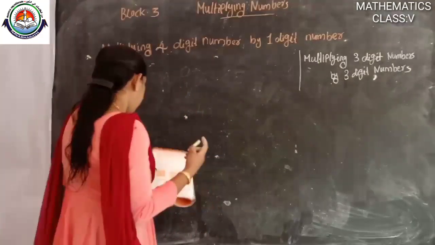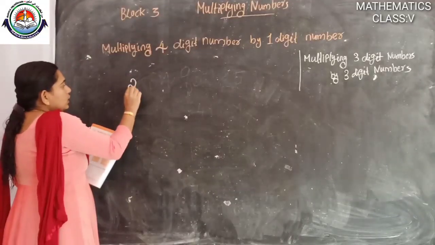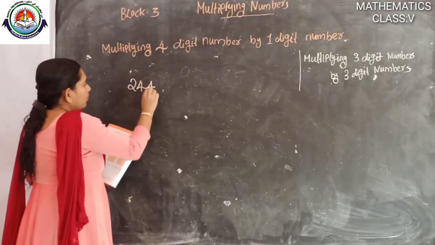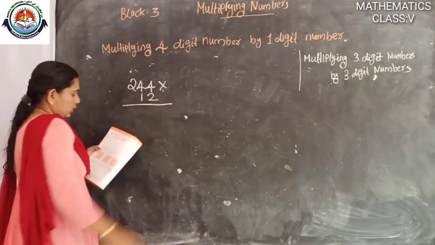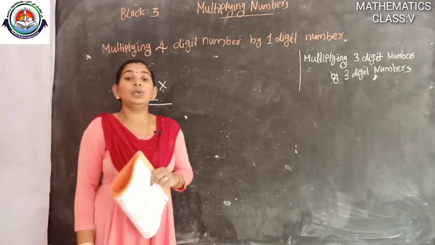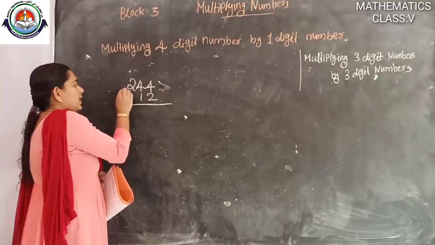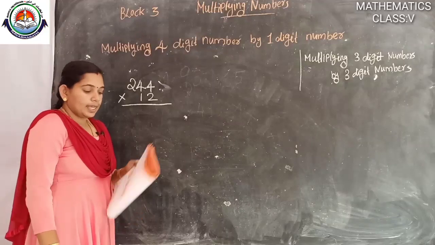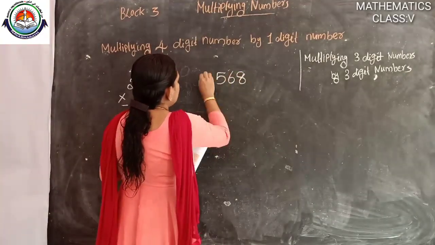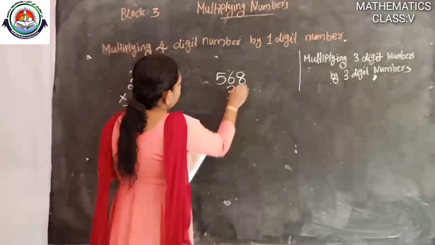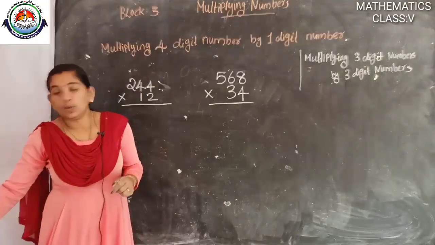First question, look here. Multiplying question A: 244 into 12. They are writing the multiplication symbol here. The second number, 568 into 34. Okay, we will do these problems.